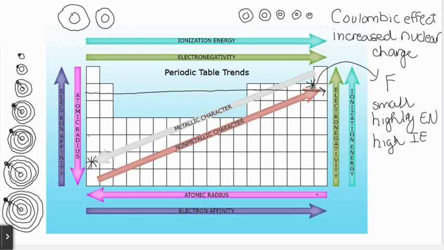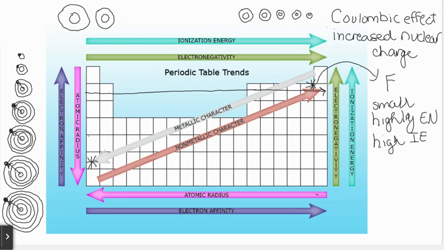That means that the further down you go, the easier it is to pull a valence electron away. The further down you go, the less energy you have to spend to pull an electron away. The further down you go, the less ability these atoms have to pull on other atoms' electrons. And they also can't hold their own electrons very close because of those full electron shells. So that means our ionization energy is low, our electronegativity is low, and our atomic radius is big.